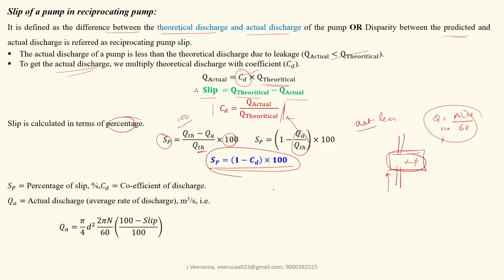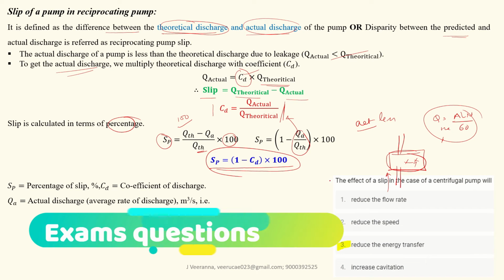So this is the most important question. The slip will occur in which type of pumps? That may occur in the reciprocating pump or centrifugal pump. We will discuss in the upcoming session also. But what is the definition? The definition is simply the difference between theoretical discharge and actual discharge. That is the case I want to convey here. Please remember, this type of question may also be expected in the examination.